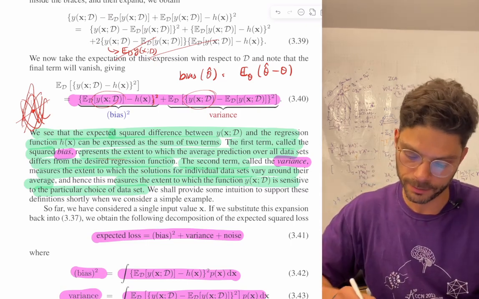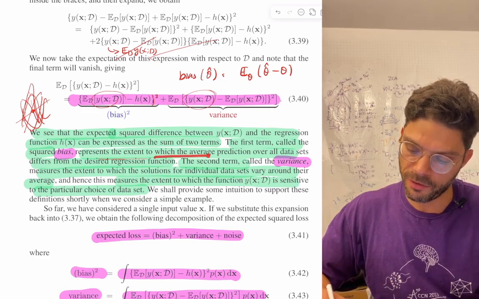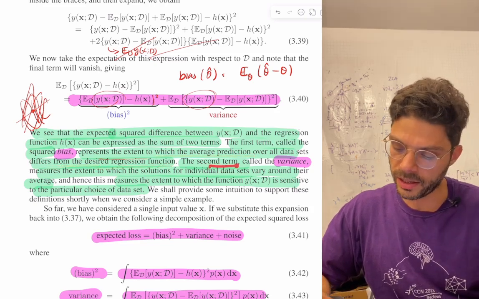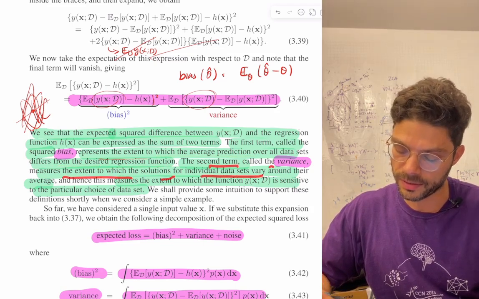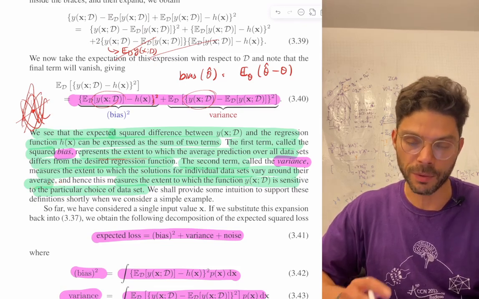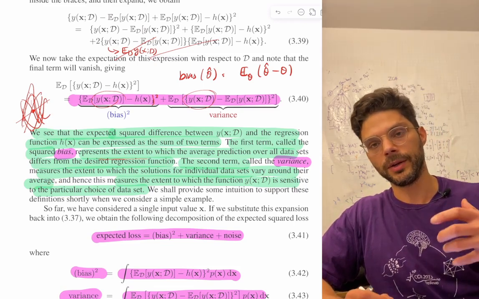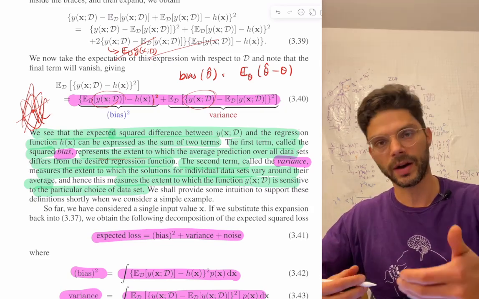And that's the variance. So it represents the extent to which the average prediction over all data sets differs from the desired regression function. That was the bias. The second term, called the variance, measures the extent to which the solutions for individual data sets vary around their average. So again, the cool thing is we've been talking about a single point, and we've just been looking at the effects of different data sets coming from the same distribution on our estimate.